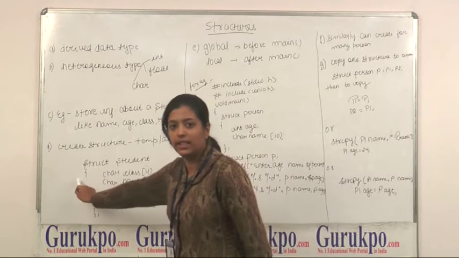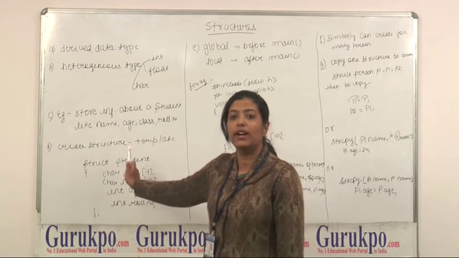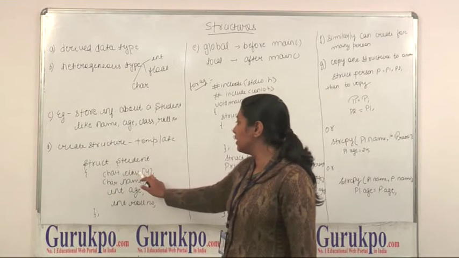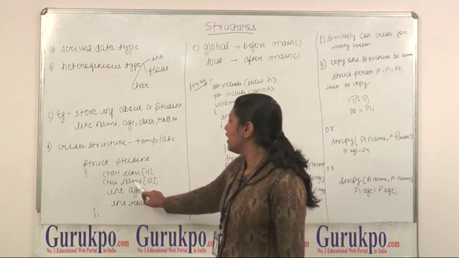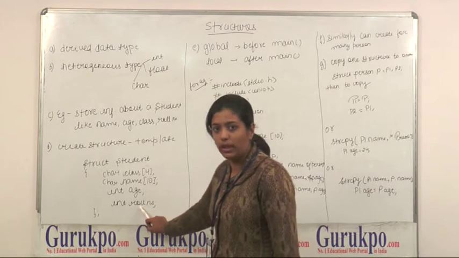Struct is the keyword, student is the identifier. Identifier means the name of a structure, and its variables will be class, that is the name of the class, name of the student, his or her age and his or her roll number.